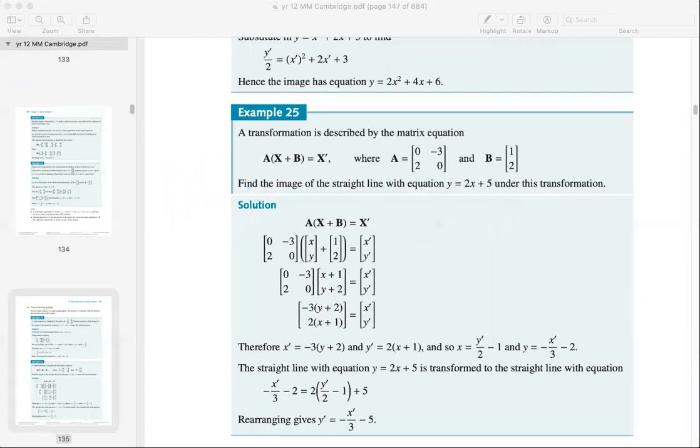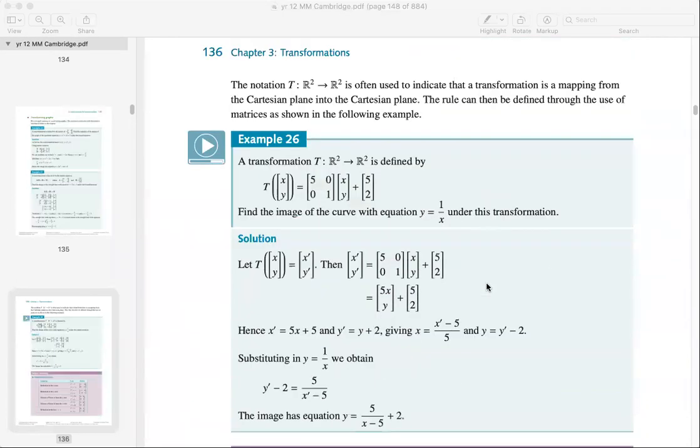So let's keep going. Again, this is the way the exams show the transformations. So this means (x, y) goes to (x dash, y dash). And some people ask me what it means by R squared. It just means x belongs to R and y belongs to R, so we use the shortcut R squared. So it's a two-dimensional thing.